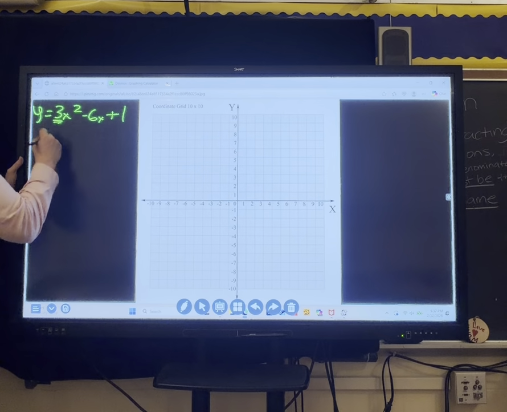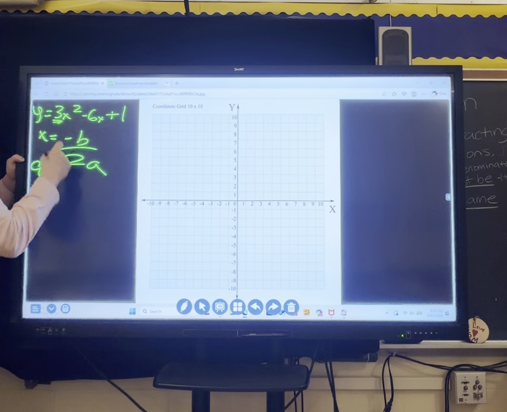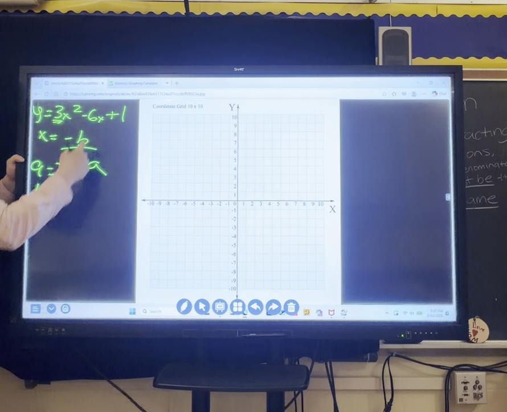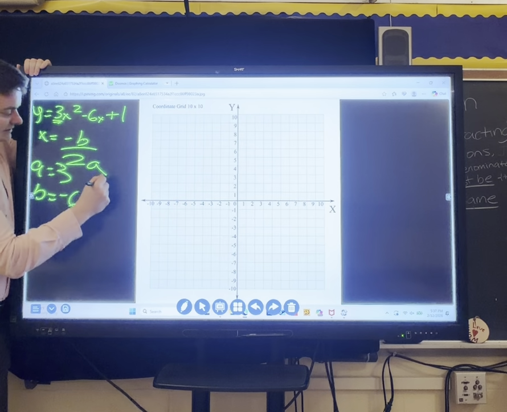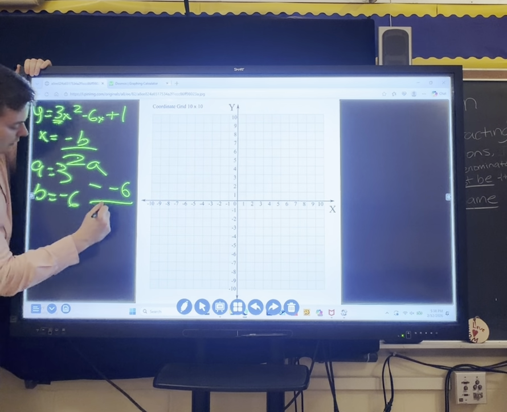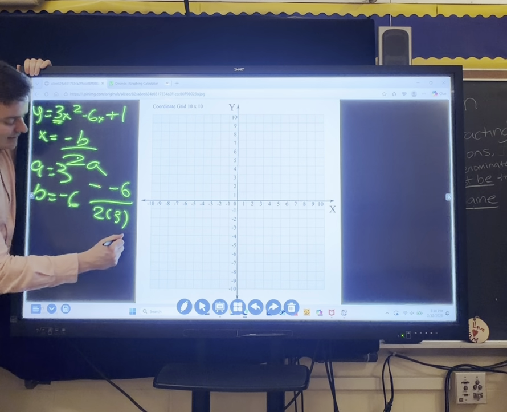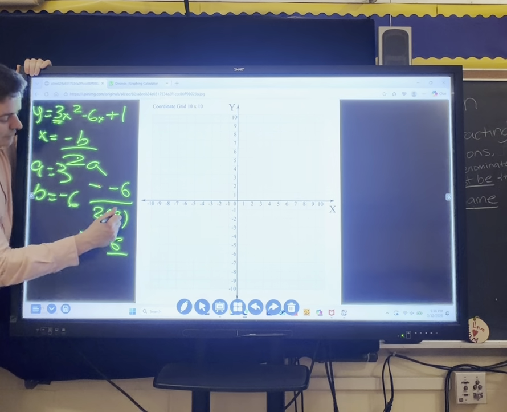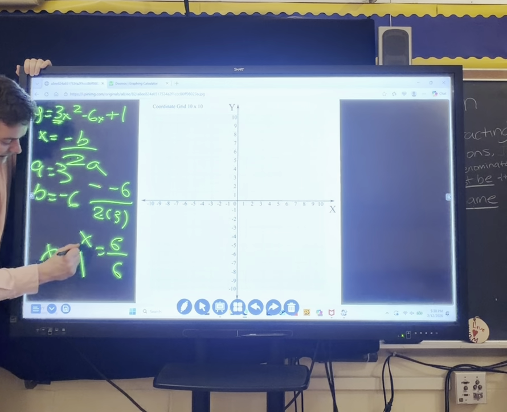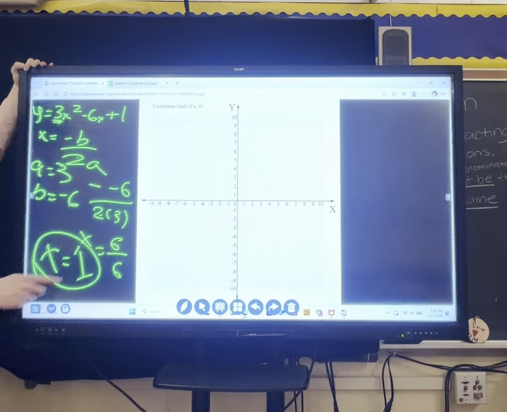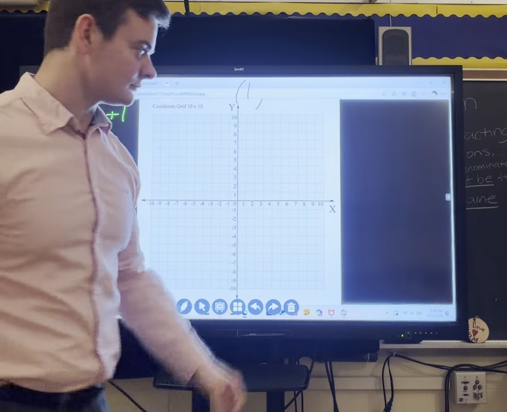So my vertex is x equals negative b over 2a. Plug in my a, which is 3 this time. Plug in my b, which is negative 6. I do negative b, which is negative negative 6, all over 2 times 3. Negative negative 6 is just 6. 2 times 3 is 6. x equals 6 over 6. That's just x equals 1. So my x coordinate of the vertex is 1.